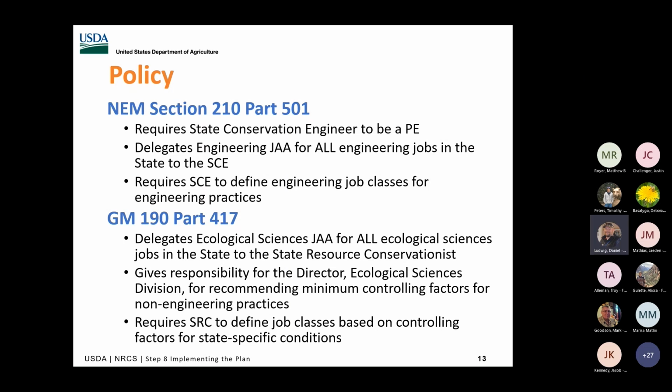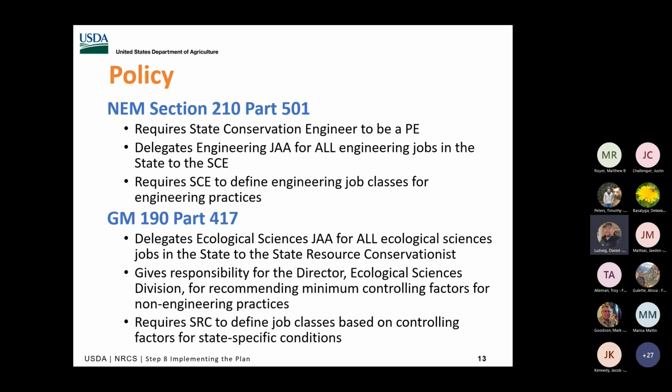For example, the risk associated with an ag chemical handling facility or waste storage facility increases as storage volume increases. Therefore, the controlling factor for those practices is storage volume. So that's your controlling factor, basically the size or the complexity of that project. Job class is the subdivision of the controlling factor.